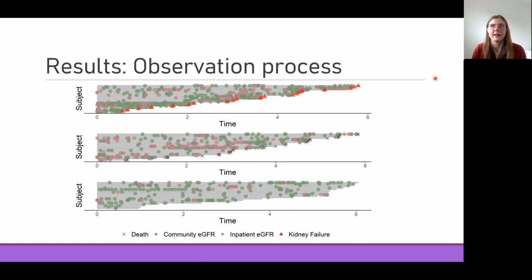So I wanted to use this data and piece of work as an opportunity to find a way to visualize these observation processes and how they relate to the outcomes that we're studying. So this is what I came up with.